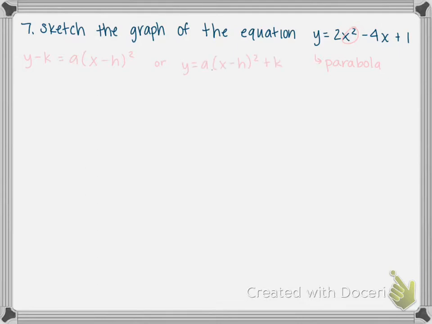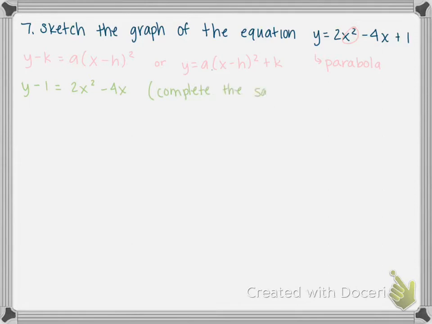Moving on to example number 7, it says sketch the graph of the equation y equals 2x squared minus 4x plus 1. And we know that because only the x is squared, it is going to be a parabola, and our equation for a parabola is y minus k equals a times (x minus h) squared, or y equals a times (x minus h) squared plus k. So that just depends if you want k to be with the y or on the x side.